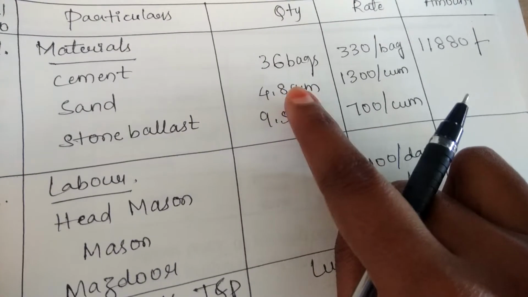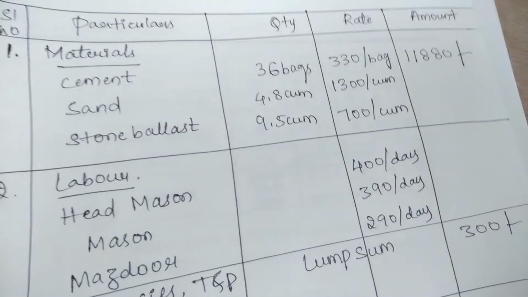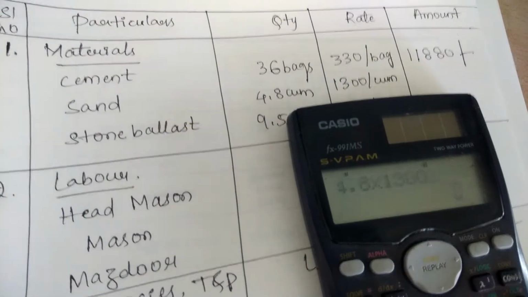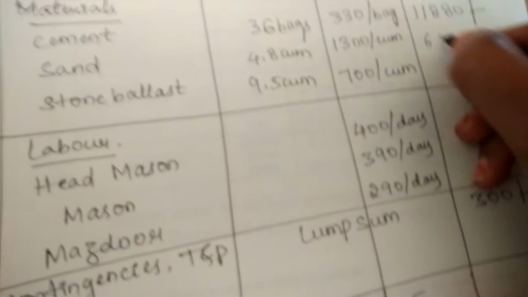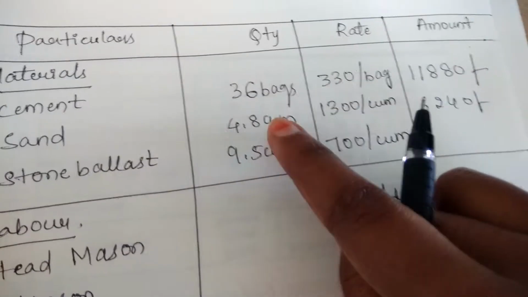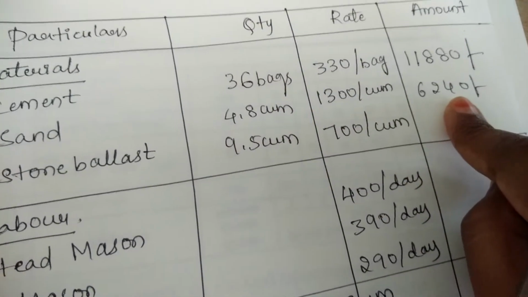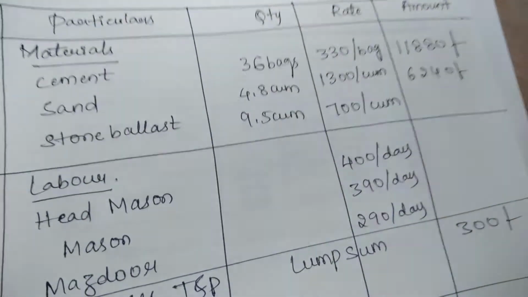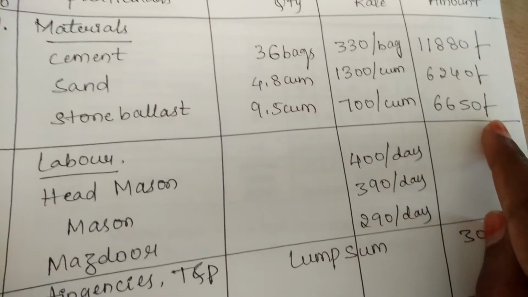Then you find the amount for the sand. You multiply 4.8 with 1300. 4.8 into 1300 gives 6240. So 6240 rupees. That means for about 4.8 meter cube of sand, the amount required is 6240 rupees. Likewise, you multiply these two values and you will get a value of 6650 rupees.